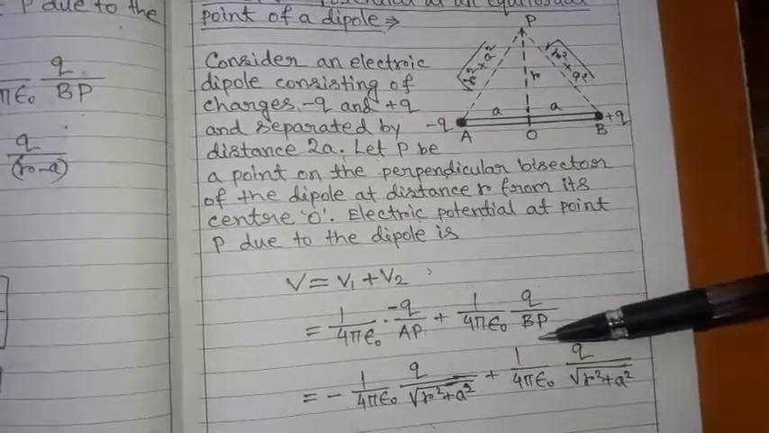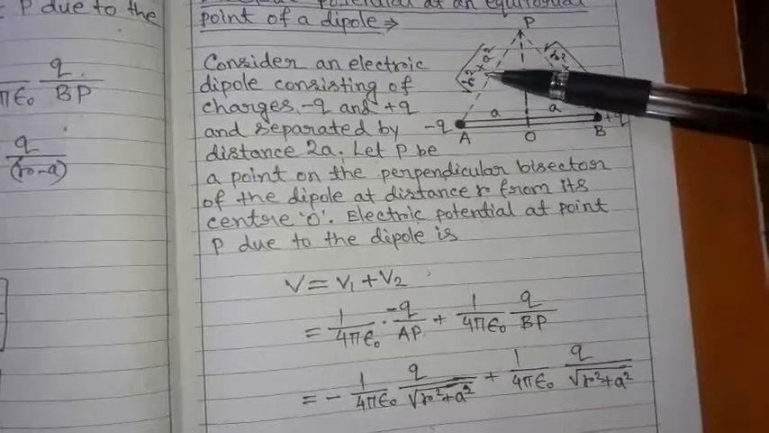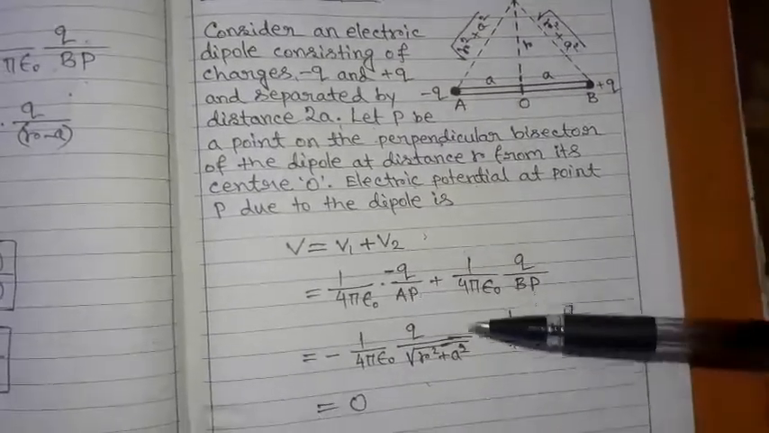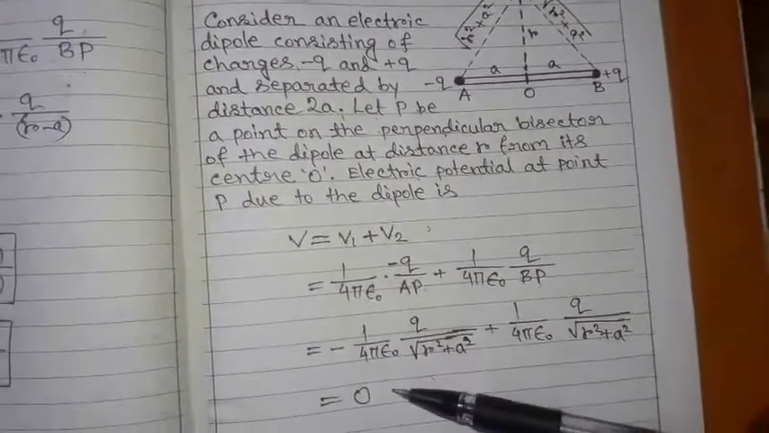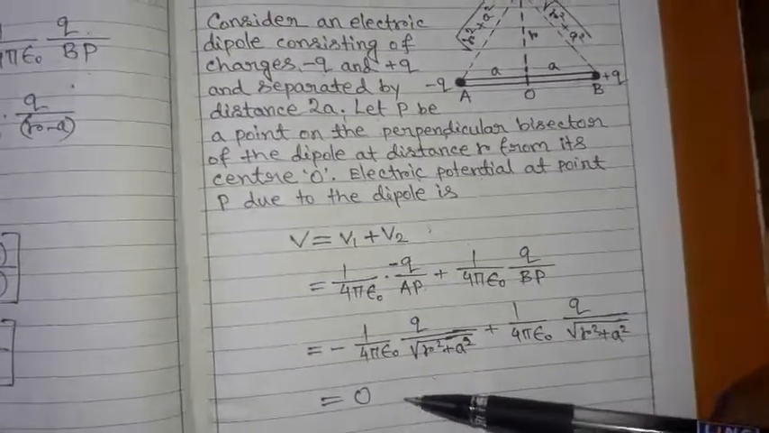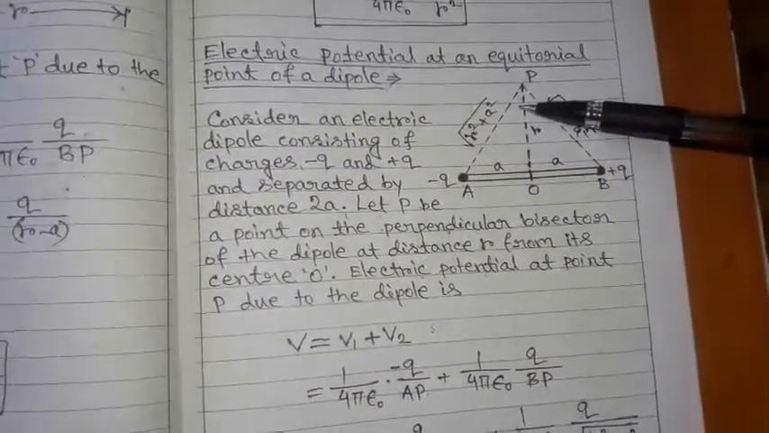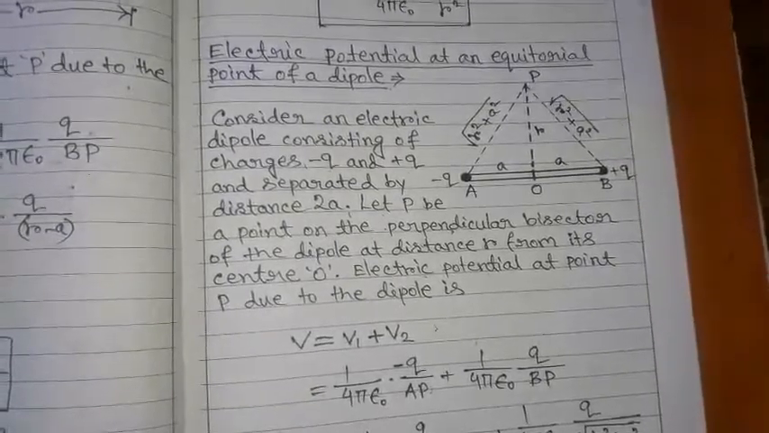Now AP and BP have the same magnitude, that is root over r square plus a square. So these two quantities have the same magnitude but opposite sign, that's why they will cancel out and the potential is 0. So on the equatorial line of an electric dipole, electric potential is 0.